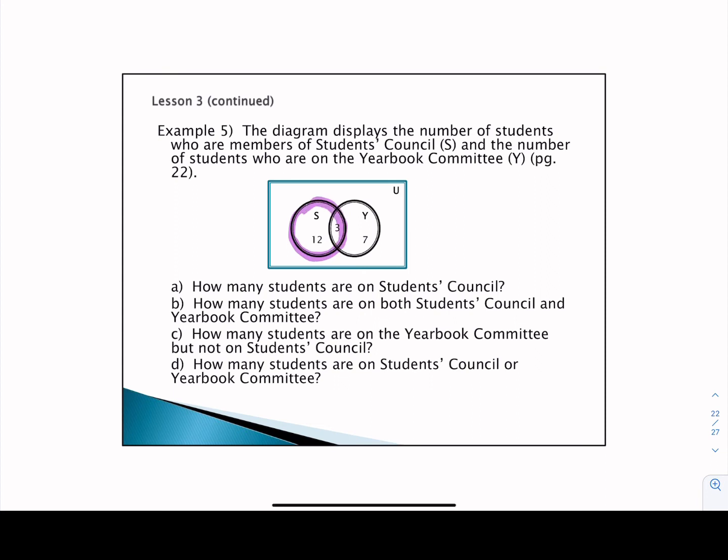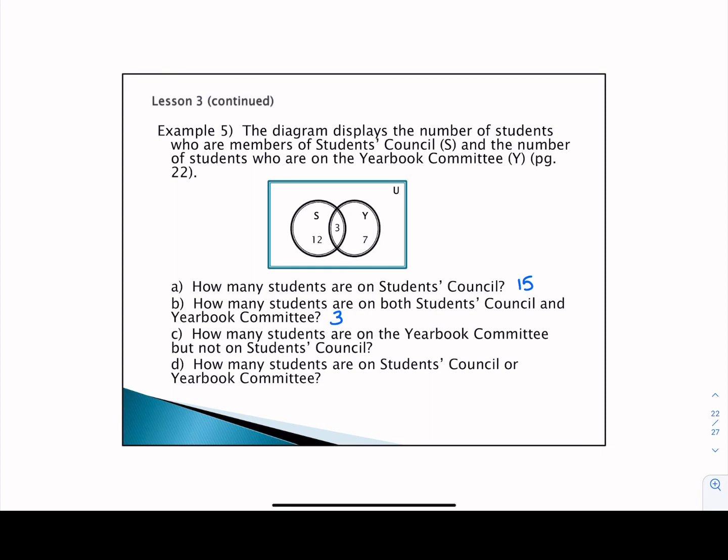So if I know that there are 12 students on Students' Council and 3 who are also on Yearbook Committee, 12 plus 3 is going to give us a total of 15. So there are 15 students. Oops, that's in the wrong spot. Let's fix that. We've got 15 students that are on Student Council. The next question says how many students are on both Student Council and the Yearbook Committee. So this is an intersection. The intersection between Student Council and the Yearbook Committee is right in the center, and we see that there are 3 students in that position. So the answer to part B is in fact 3. So there are 3 students on both.